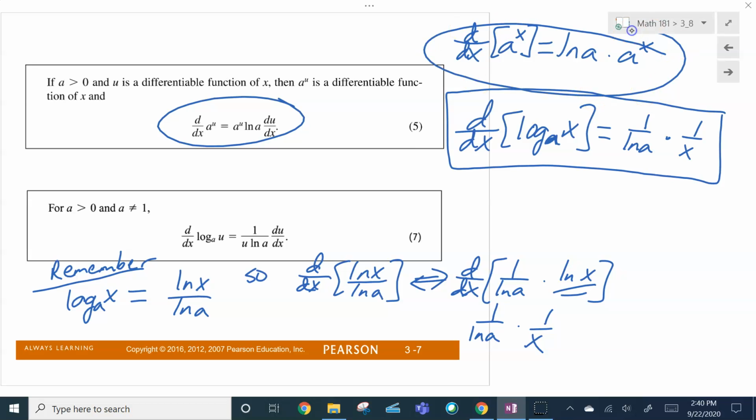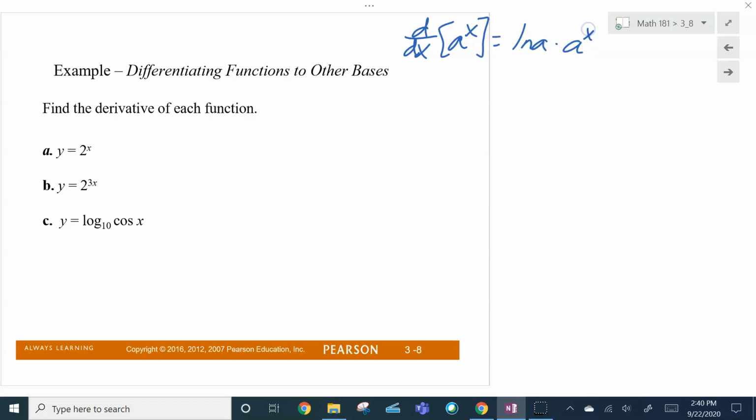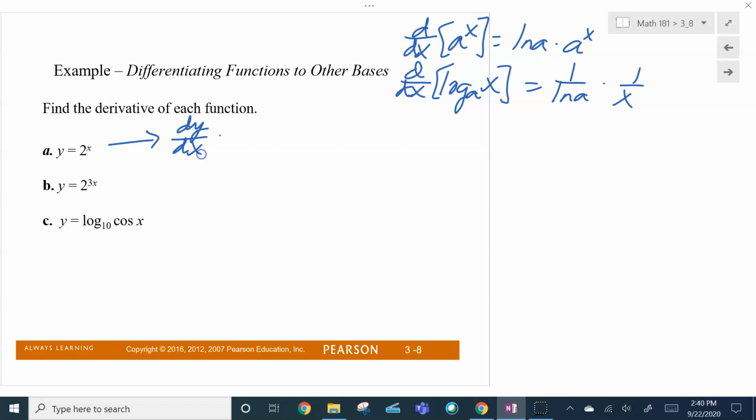So don't forget these. All right, don't forget these. So derivative of a to the x is ln of a times a to the x. Our other one we're using is 1 over ln of a times 1 over x, right? Alright, so dy dx here. Dy dx is ln of 2 times 2 to the x, and there's no chain rule on that.